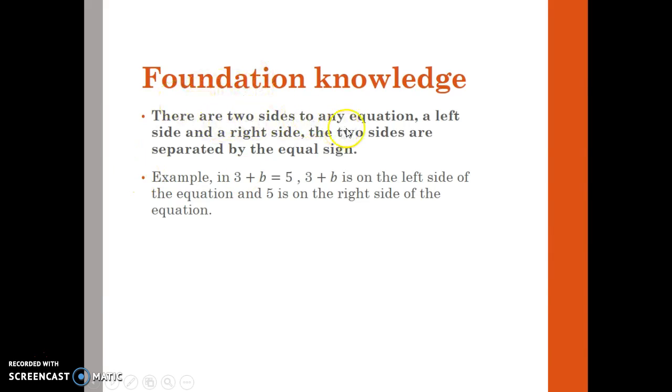There are two sides to any equation, a left side and a right side. The two sides are separated by the equal sign. So we have an example again with the 3 plus b equals 5. The equal sign is here. That means that this is your left side of the equation. The 3 plus b is your left side, and then the 5 is your right side of the equation. In rearranging equations, we'll try to move a few terms and numbers from one side of the equation to the other side.